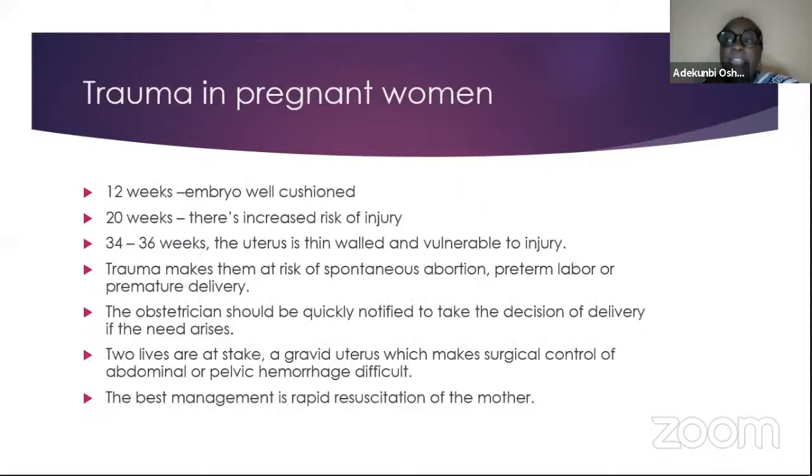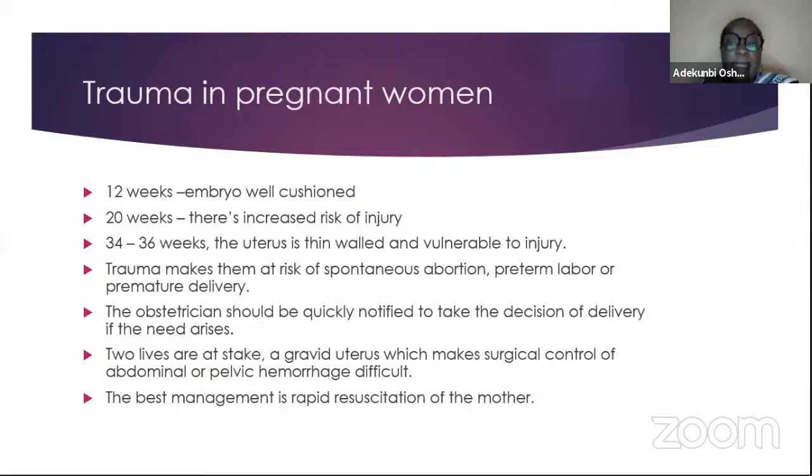Now, many times of recent, we found that many of the patients that present to us with polytrauma are pregnant women, and can be either in their first trimester, second trimester, or third trimester. Of course, those in the third trimester are at more risk because the uterus is thin walled and is vulnerable to injury at that time. However, the trauma makes them at risk of different things like spontaneous abortion, preterm labor, or premature delivery.